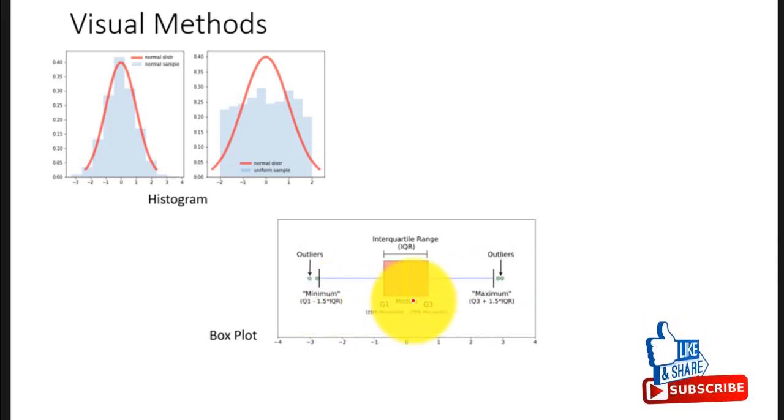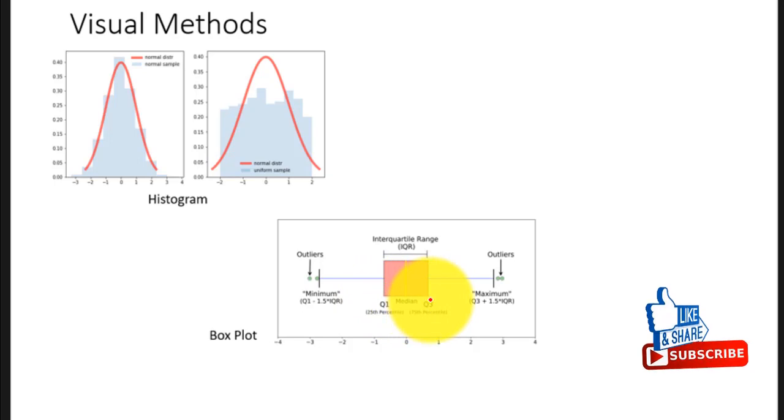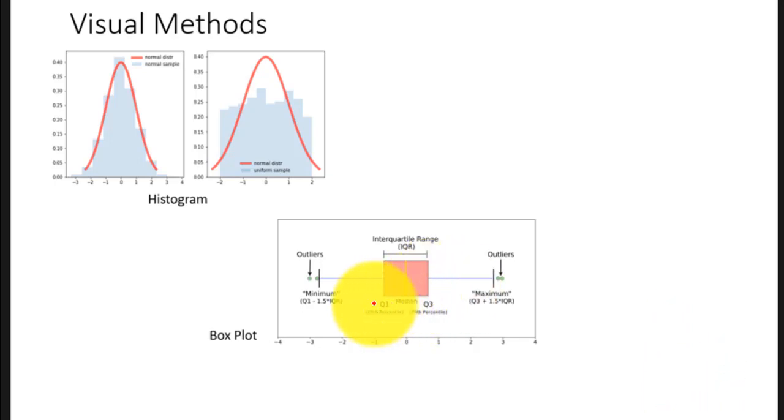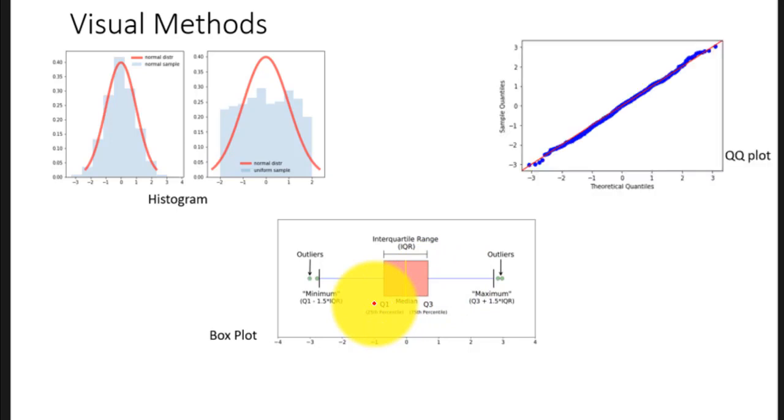If the area towards the right hand side of the median is more than the left hand side of it, then the distribution is said to be positively skewed. Otherwise, it is negatively skewed. The third visual method is the QQ plot. QQ plot stands for quantile versus quantile plot.